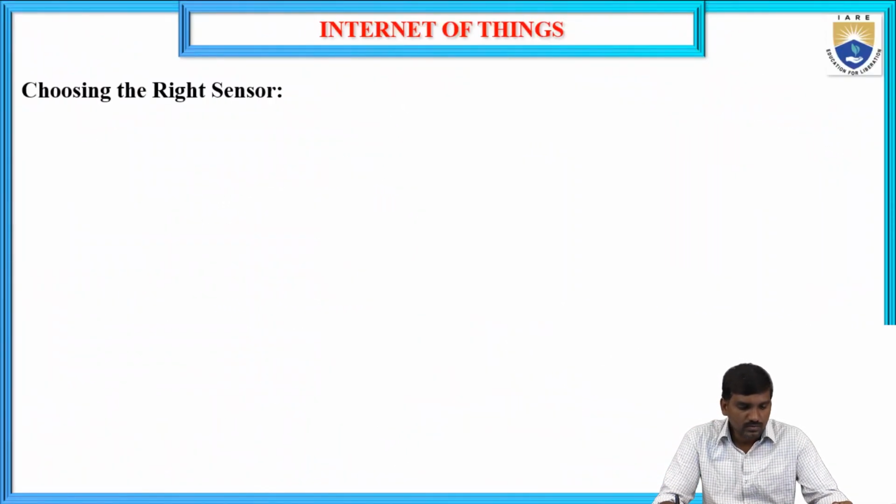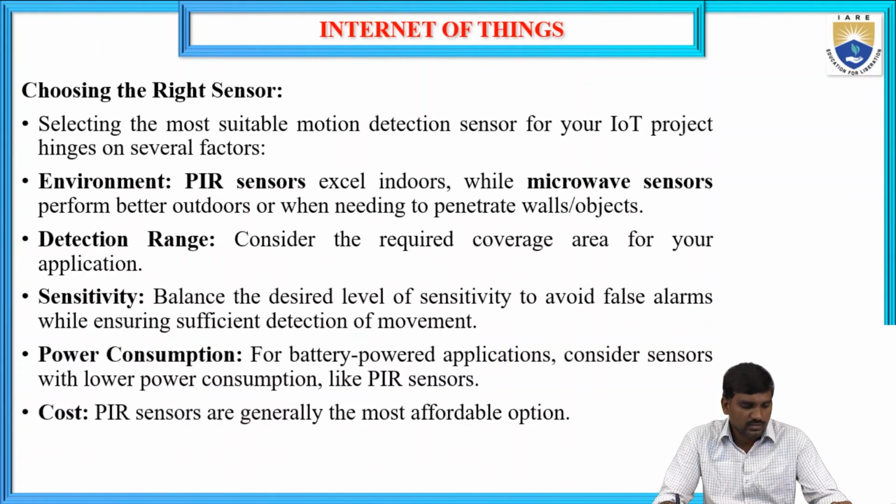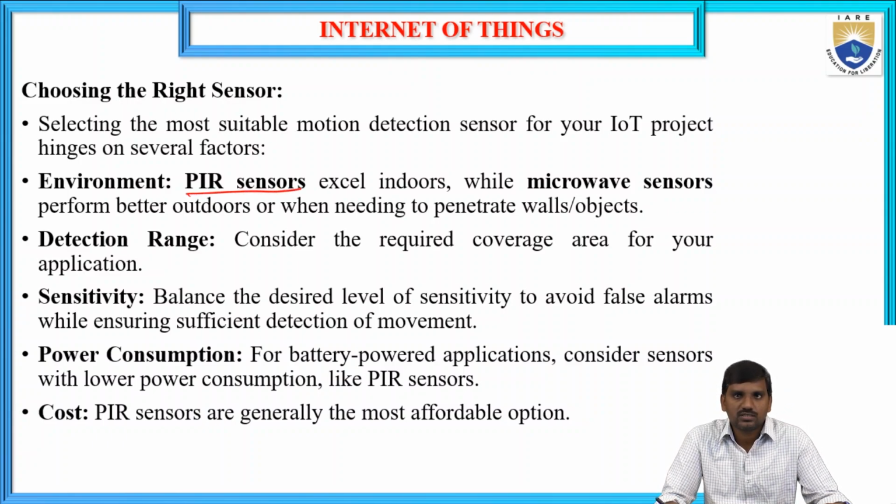Next, choosing the right sensor to develop the IoT project. The first one: selecting the most suitable motion detector sensor for developing the IoT project depends on several factors. Environment: for indoor environments we use the PIR sensor, as we discussed in the last slide. PIR sensors excel indoors, while microwave sensors perform better outdoors or when needed to penetrate walls or objects. So based on the application, we use different sensors like PIR sensors or microwave sensors for better performance.